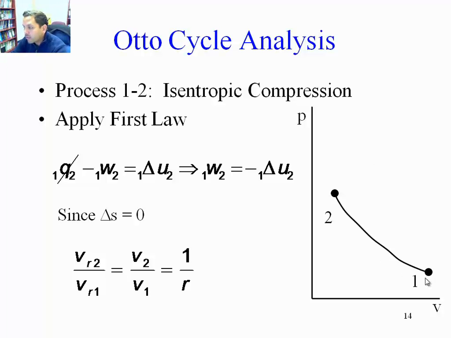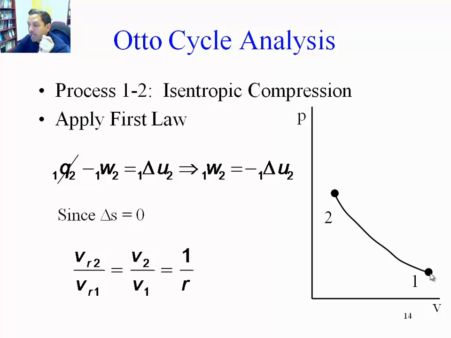So basically volume 1 is larger than volume 2 by the compression ratio. So V2 over V1 is the inverse of the compression ratio. So that's how you relate vr2 to vr1, through V2 over V1. So let's say in an engine where the compression ratio is equal to 10, for example, which is a typical number in Otto cycles, V1 over V2 is equal to 10, and therefore vr1 over vr2 is equal to 10.